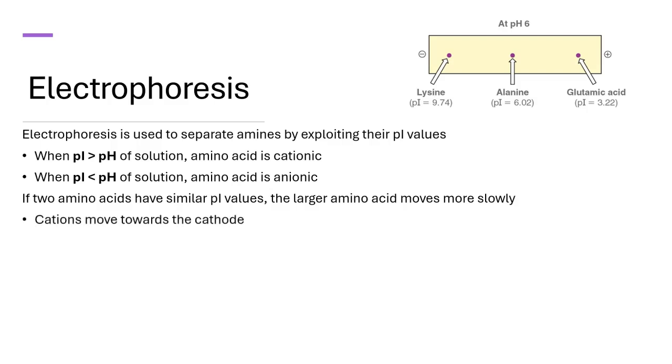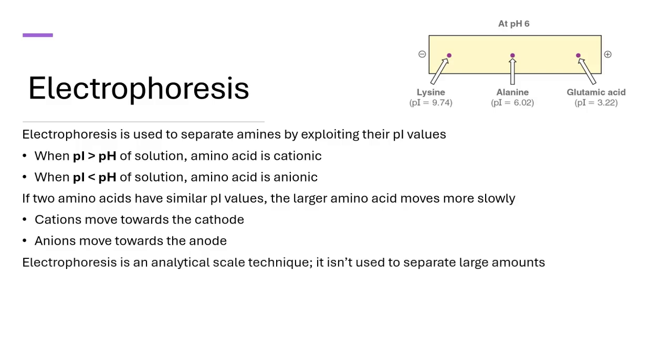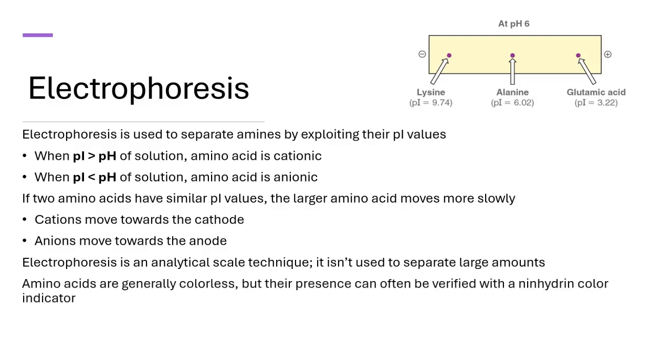Electrophoresis is an analytical technique. It isn't used to separate large amounts or quantities. Amino acids are generally colorless, but their presence can oftentimes be verified with a ninhydrin color indicator. Usually that will result in a purple colored product.